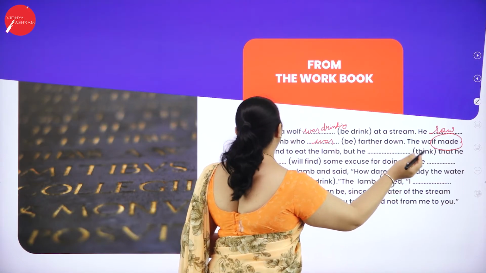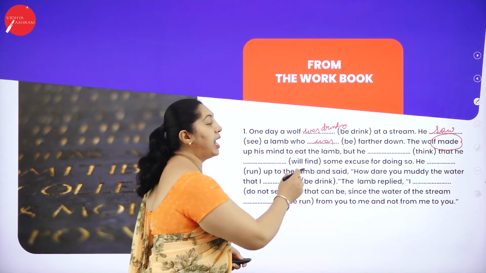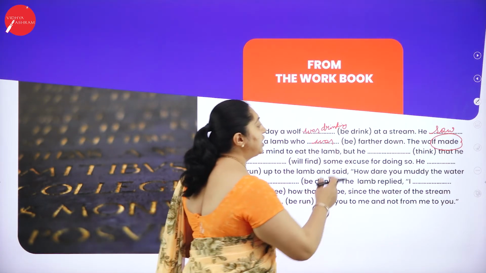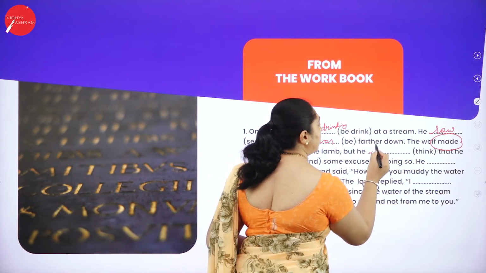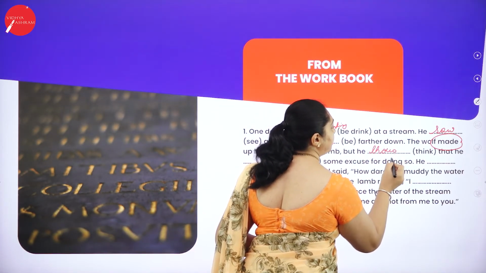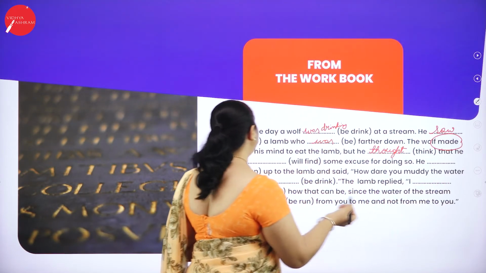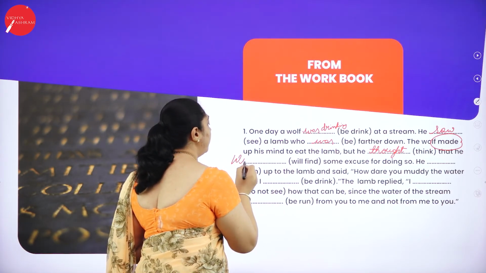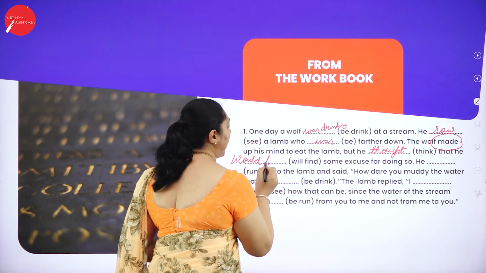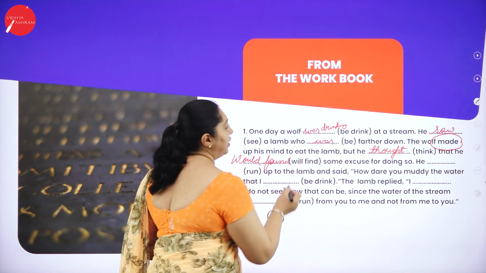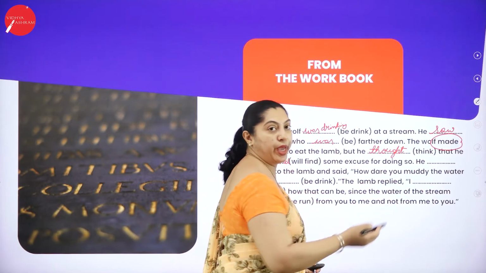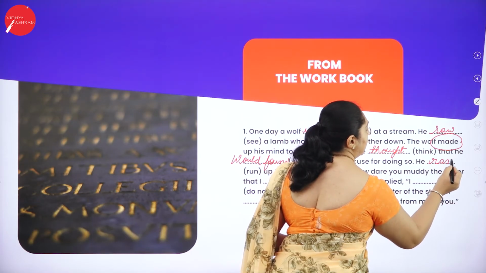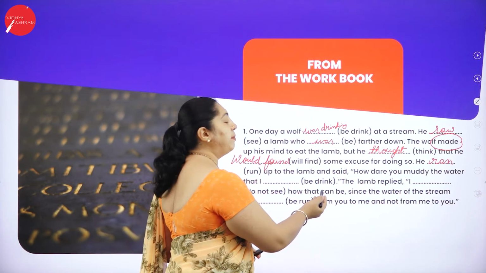The wolf made up his mind to eat the lamb. Here the wolf had decided to eat the lamb completely. But he thought, think is thought. But he thought that he will find. There is a word will, becomes would. Would find, find becomes found. Would found some excuse for doing so. He ran up to the lamb and said.